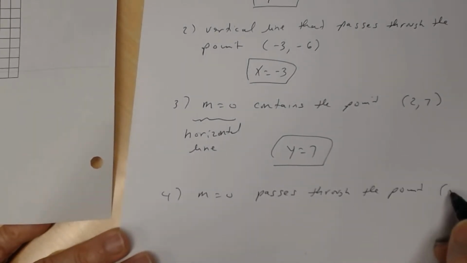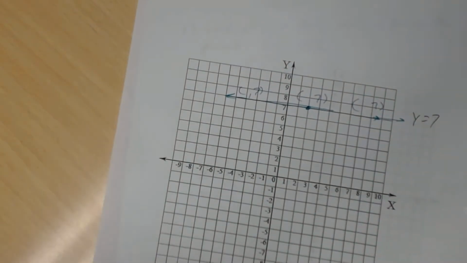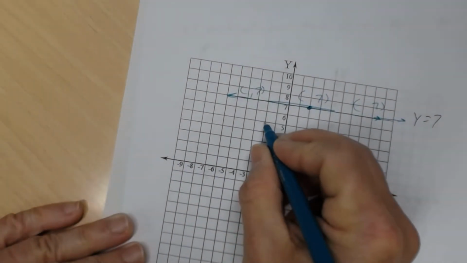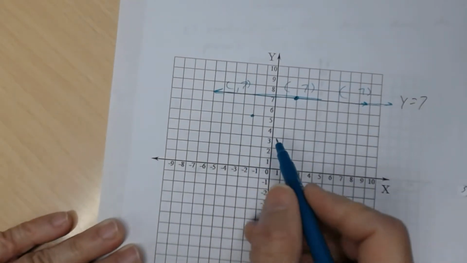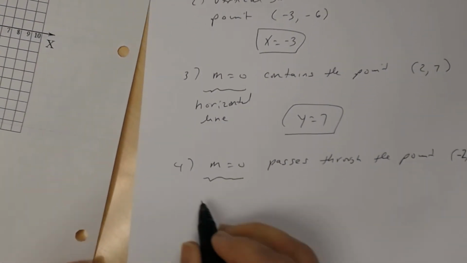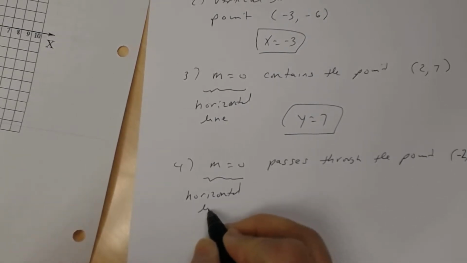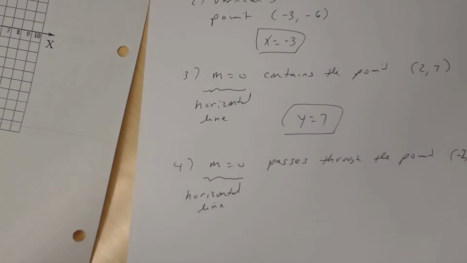let's say negative 1, 5. Well, let's make it negative 2, 5. Negative 2, 5. And so if I plot the point negative 2, 5, which is right here, and remember, slope 0 means you're dealing with a horizontal line. And I'm trying to find the equation of this horizontal line.